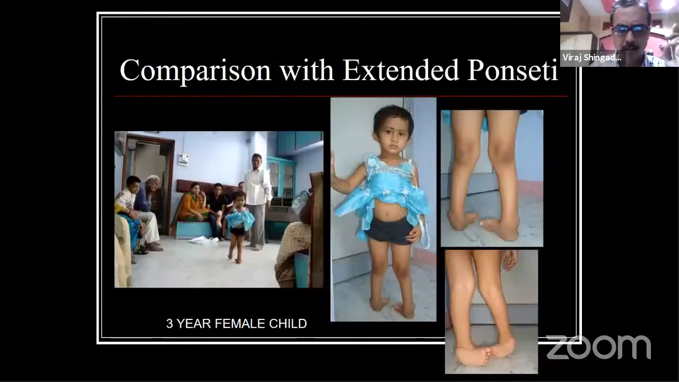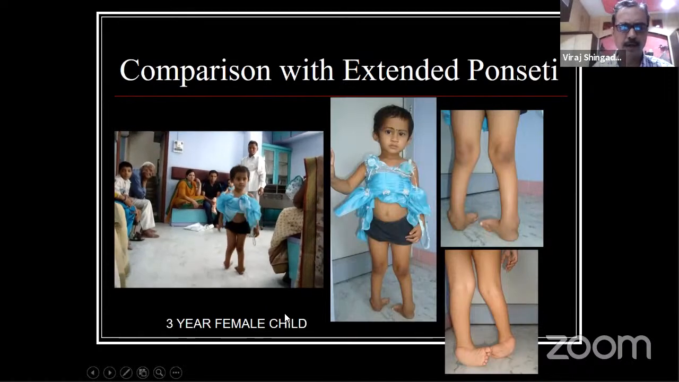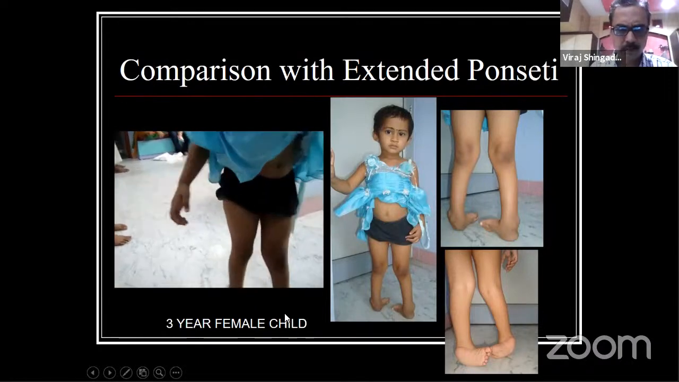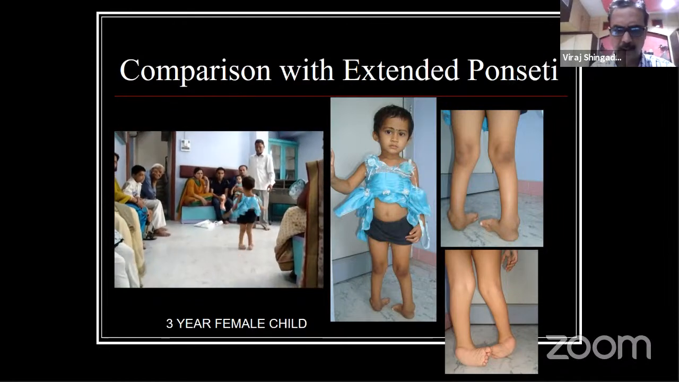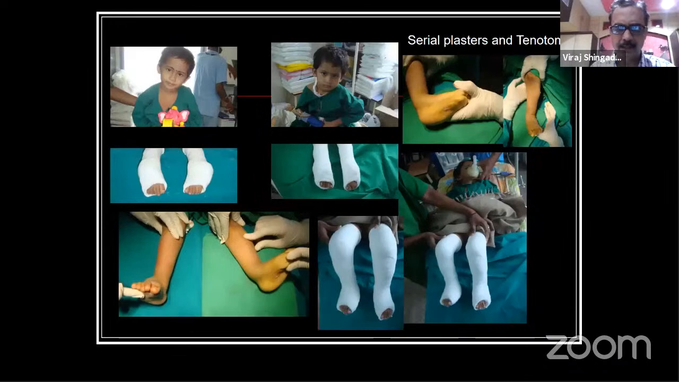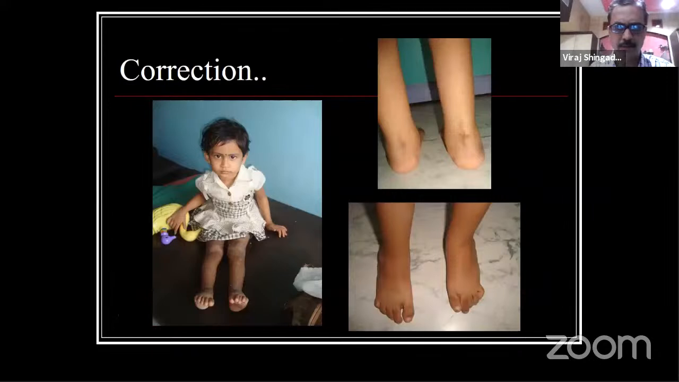The comment about the case which Alaric was discussing: when we started with the extended indication, I'm talking about 2004 or 2005, there was a lot of boom about the extended Ponseti. This is a 3-year-old child who was walking almost on the dorsum of the foot. If you see how she's walking, completely on the dorsum. That is what Alaric was telling. So we could get the initial correction. We got a correction by serial plasters and tenotomy, and this was the correction we got.